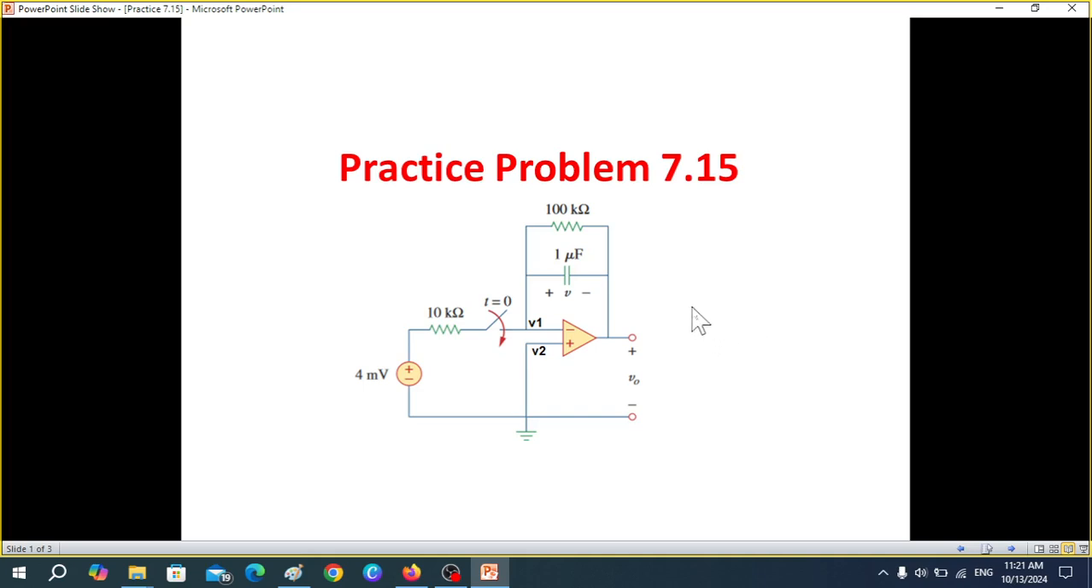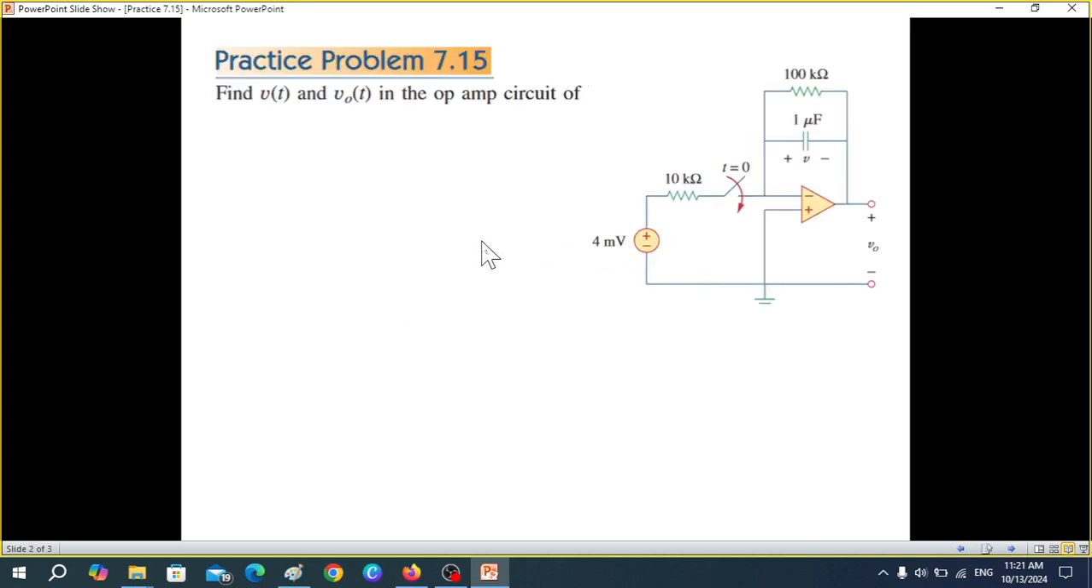I strongly recommend that before you proceed further, you must watch my video on example 7.15. That will make things very clear. Anyway, let's proceed. So this is practice problem 7.15, and for this circuit we have to find v(t) and v0(t). Now v(t) is the voltage across the capacitor and v0(t) is the output voltage.